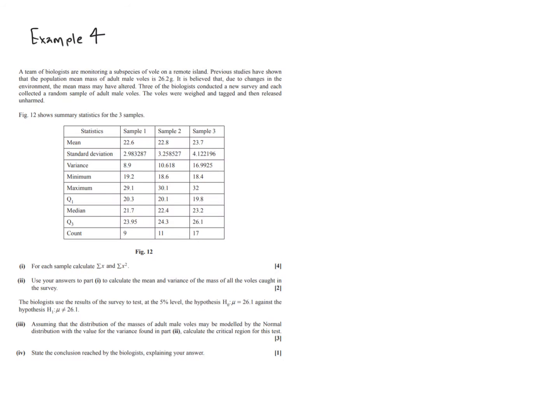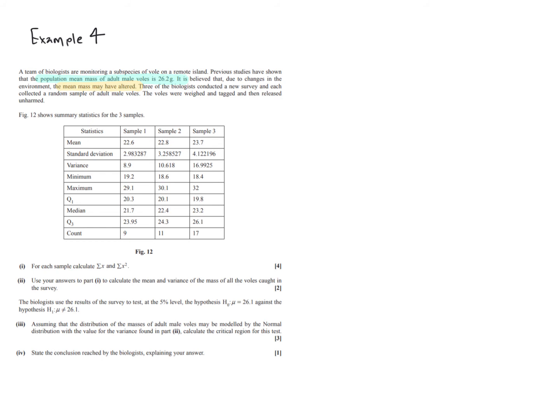A team of biologists are monitoring a subspecies of vole on a remote island. Previous studies have shown that the population mean mass of adult voles is 26.2 grams. That's adult male voles, 26.2. It is believed that due to changes in the environment, the mean mass may have altered. 3 of the biologists conducted a new survey and each collected a random sample of adult male voles. The voles were weighed and tagged and then released unharmed.